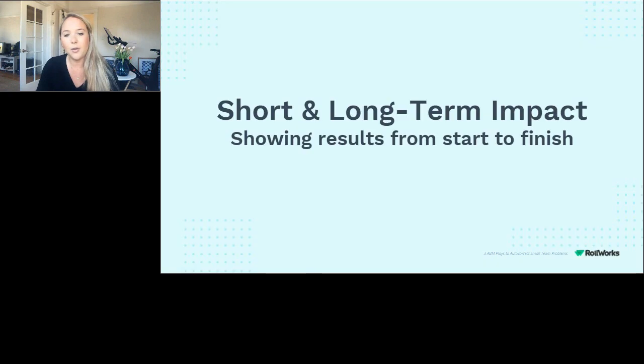A way I like to frame measuring ABM is short and long-term impact. It's like when you're starting a job: there's 30, 60, 90 days, how am I doing? And then with ABM, there's the long term. Really what you're trying to do is speed up a sales cycle. And for a lot of people, your sales cycle is, who knows, months and months. It really depends on the person, but especially in B2B, we're looking at long sales cycles.